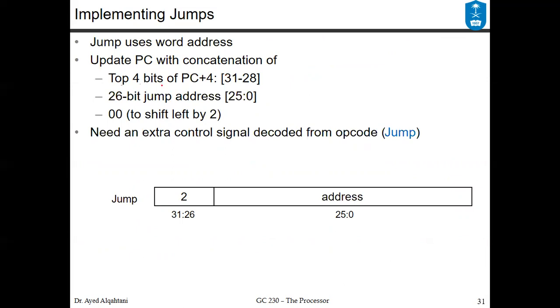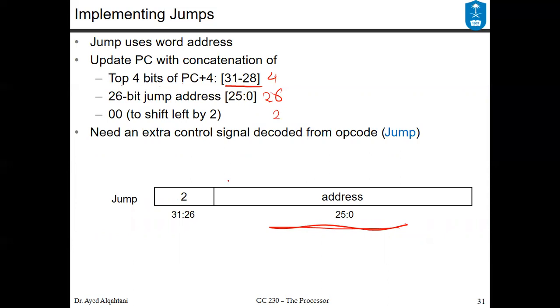We take the top 4 bits of PC plus 4, which is bits 28 to 31, and we concatenate them with the 26-bit jump address from the J-type instruction, bits 0 to 25, but shifted to the left by 2, meaning that we are rewiring and adding 2 more bits. Notice this is 26 bits, and here we have 4. 4 plus 26 is 30. We rewire with 2 bits to do the shift left by 2 to make them 32 to jump to that address.